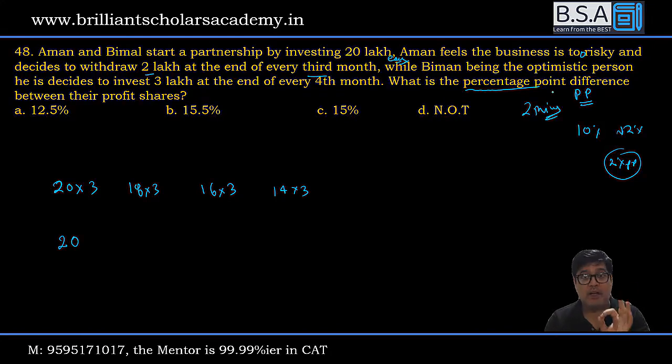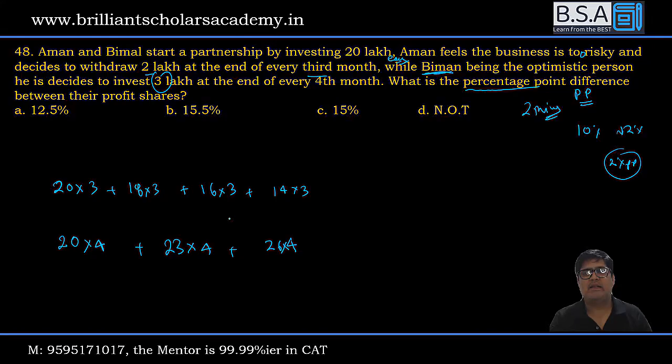Now, what does the optimistic person Bimal do? He makes the change at the end of the fourth month. So for the first 4 months, his money was 20 lakhs. He brings in 3 lakhs from outside. So money becomes 23 lakhs for 4 months. 8 months are over. He brings in a further 3 lakhs for 4 months. So the addition of these numbers divided by these numbers is the profit sharing ratio for these two.